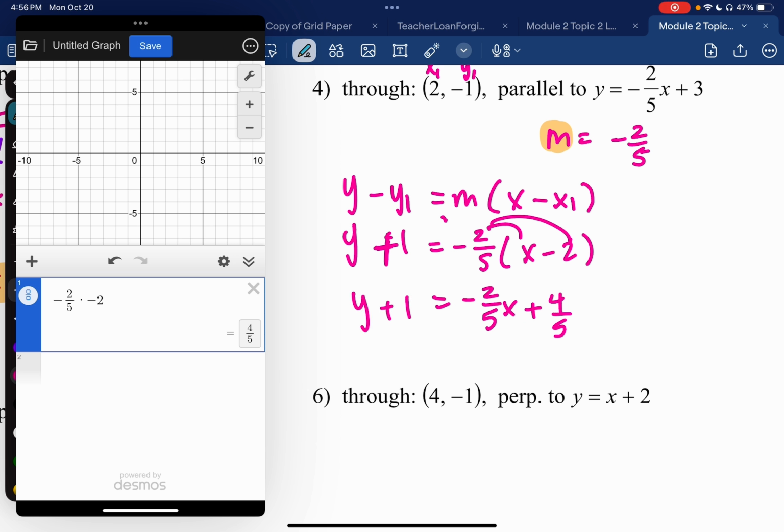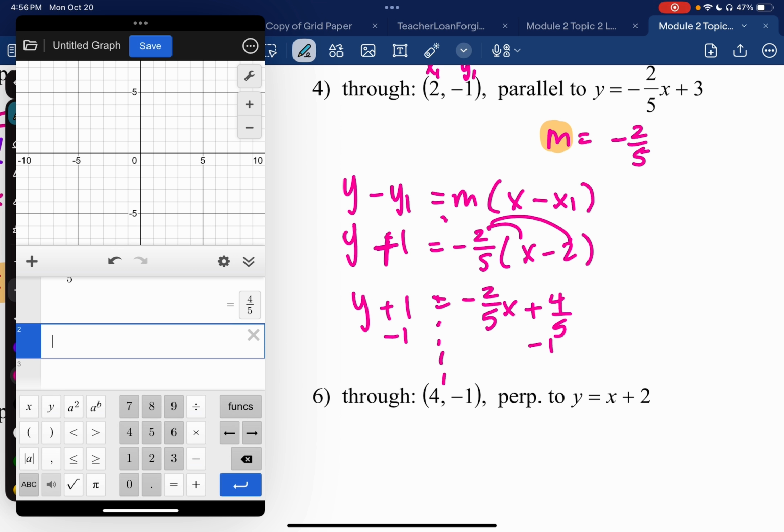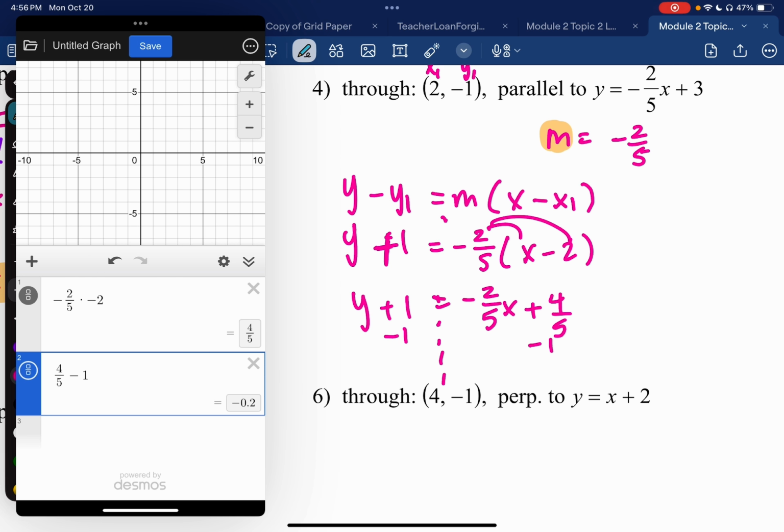All right, remember, get y by itself. Drop my line down. Inverse operation, inverse operation. So now what I want to do is, can I just do that? Nope. All right, 4 divided by 5, minus 1. Change to a fraction. All right, so we got y is equal to negative 2 over 5x minus 1 over 5. All right, now that is how you change it.